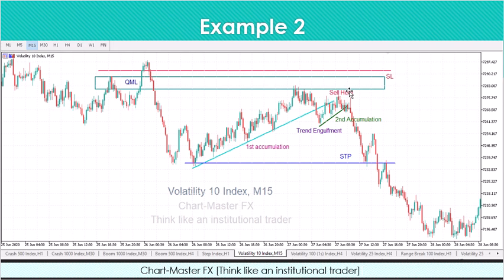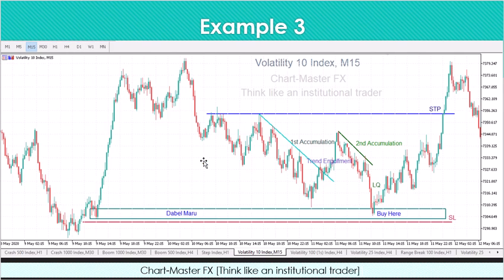So your safest take profit will be at the beginning of the weak momentum. That will be your first profit. Your safest take profit will be there. So, guys, that's it on Volatility 10 Index M15 here. Let's go to example number 3.